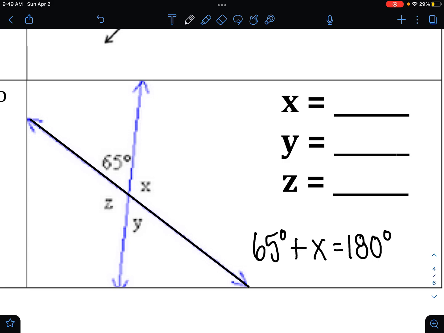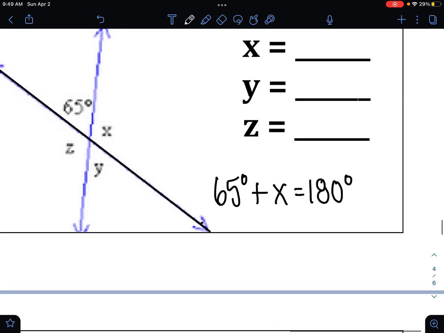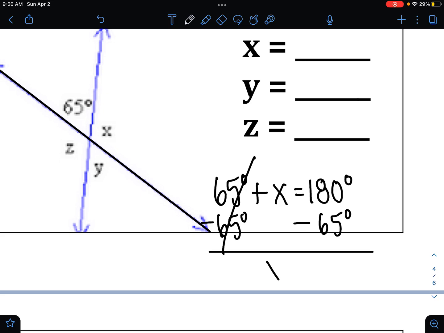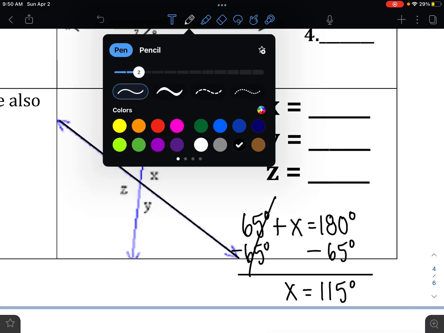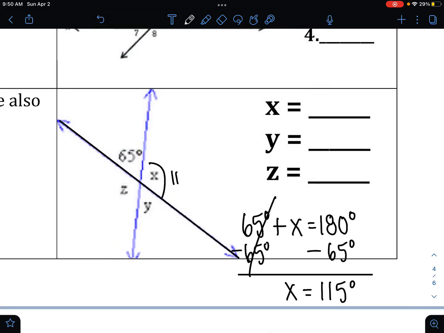And we know how to solve this. This is really simple. I'm going to subtract 65 degrees from both sides because I want X all by itself. I want to know what X is equal to. So X is equal to 115 degrees. So the measure of angle X is 115 degrees.